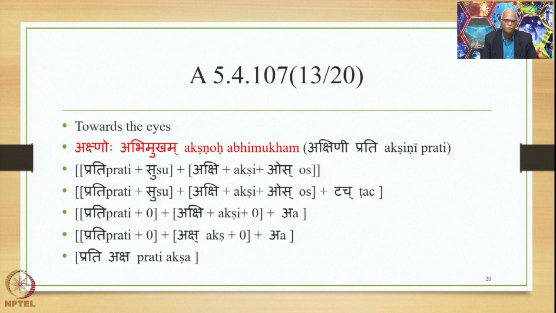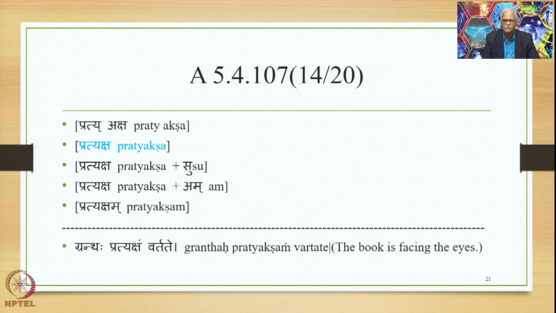Then we apply supo dhatu pratipadikayoho and delete both the sups. So we have prati plus zero plus akshi plus zero plus a. And then we apply the sutra yasyeti cha 6.4.148 and delete the final i in akshi. And so we get prati plus zero plus aksha plus zero plus a. And when we join these elements together, we get the form prati aksha, and then we apply the sandhi rule and we get the form pratyaksha, towards the eyes, pratyaksha. This is the avyayibhava samasa ending in short a.